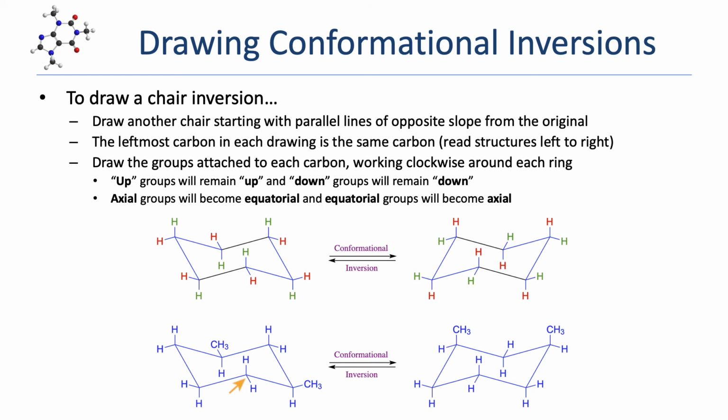Going clockwise again, we've just got 2 hydrogens here. So again, go back to the new drawing, go clockwise from where we just were and just draw in 2 hydrogens because you can't tell the difference between them. And then going back to the original drawing, again going clockwise, just 2 hydrogens again. So go clockwise from where you left off on the new drawing, and then just add your 2 hydrogens. And that's how you draw out a conformational inversion.